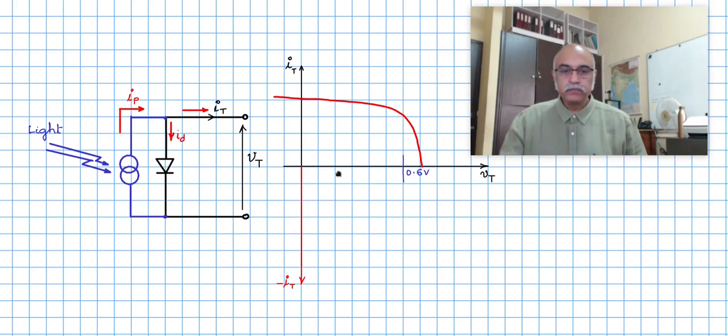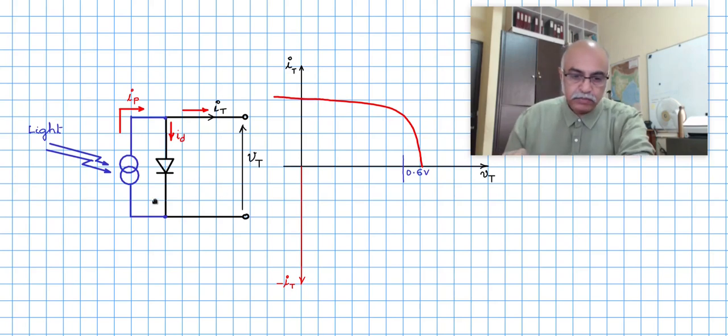Let us now extend this model. This is a first level model. As I said, this does not contain any non-idealities. Let us extend this model to include some resistive non-idealities, both series and shunt.